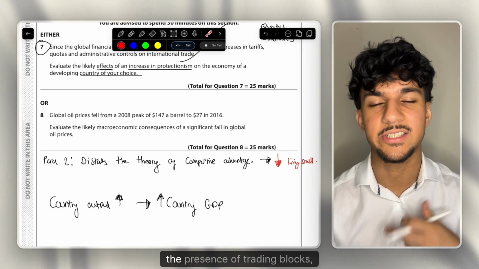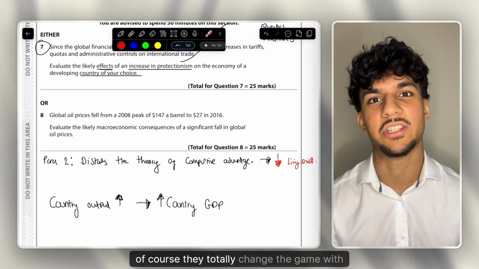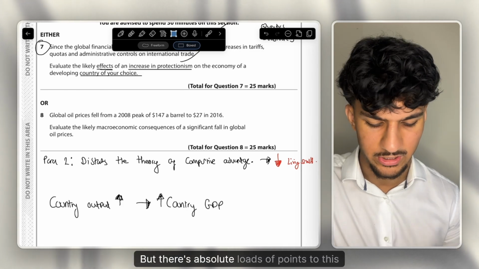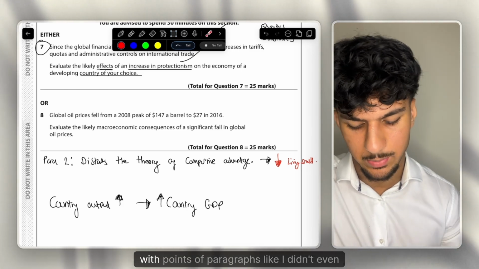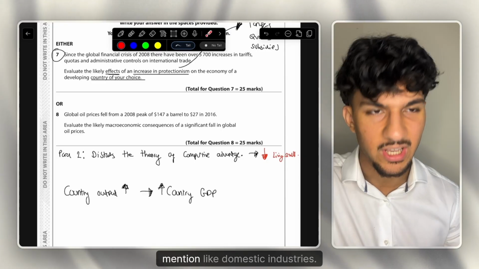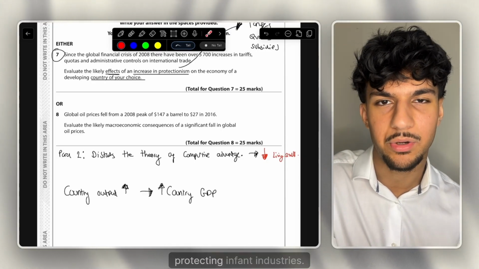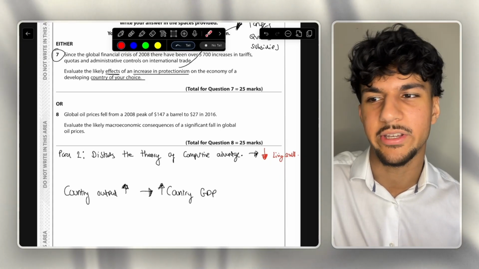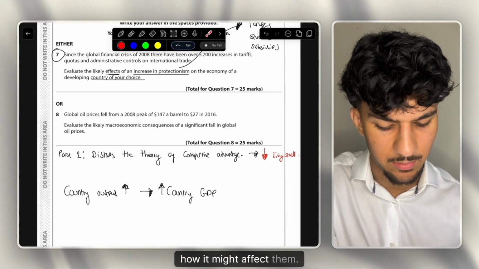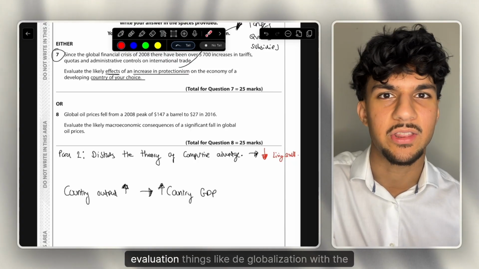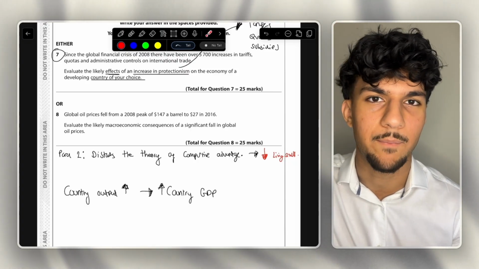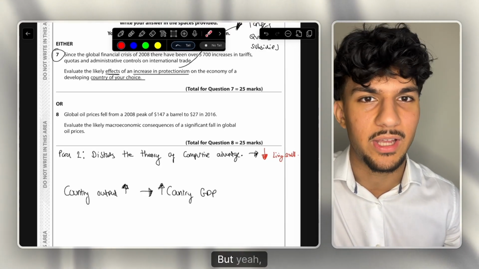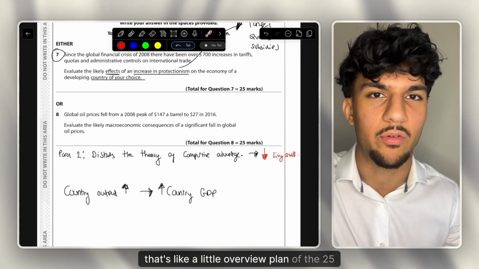Another great evaluation point is the presence of trading blocs. Of course, they totally change the game with regards to protectionism, as it's free trade inside the trading bloc. But there's absolutely loads of points to this question, with evaluation, with paragraphs on things I didn't even mention, like domestic industries, so protecting infant industries. I didn't really mention retaliation much. Things like global supply chains, how it might affect them. So there's loads of different points here, and even evaluation, things like deglobalization with the US tariffs. Lots of different points, long run versus short run effects. But yeah, that's a little overview plan of the 25 mark.